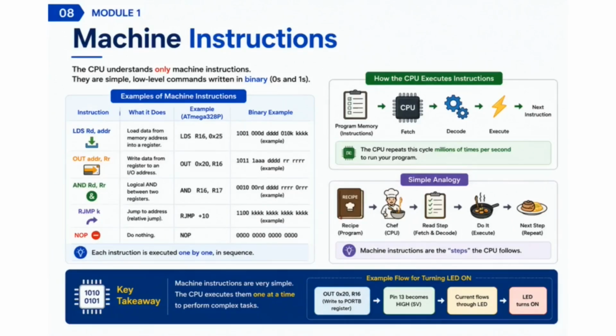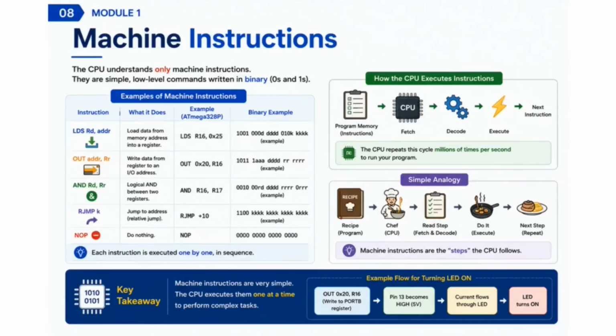This slide contains 5 such labels: LDS, out, and, RJMP, and NOP. As a beginner, I do not recommend you to study more details of machine instructions at this early stage. It is enough to know that your code is converted to machine instructions by the compiler.